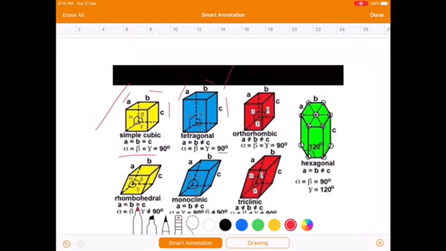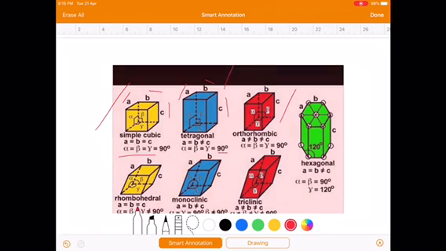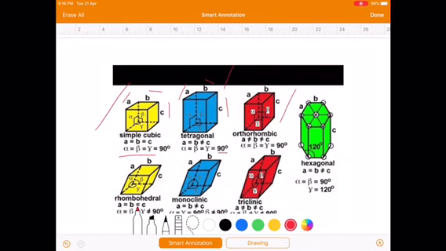The third one, orthorhombic crystal system. None of the edges are equal. A is different from B is different from C, but the angles alpha, beta and gamma are all equal to 90 degrees. The fourth type is the hexagonal crystal system.